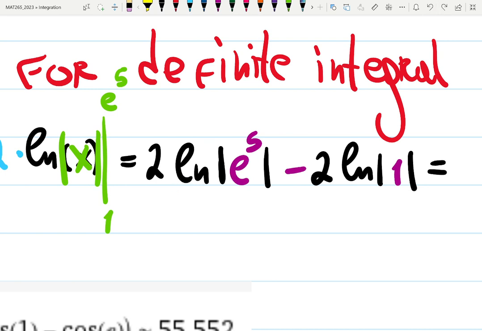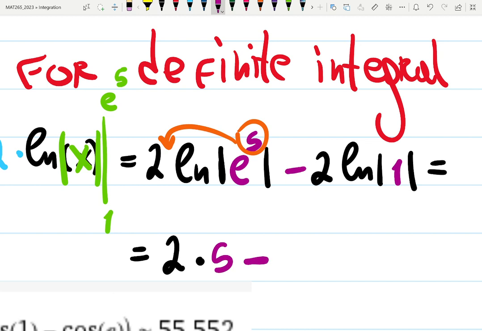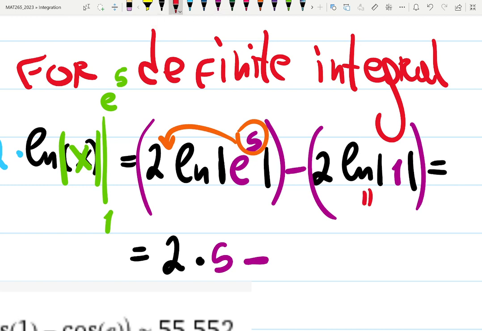Inverse functions undo each other. Or another way of seeing it, this 5 can go down based on the properties of log. Then ln e definitely gives you 1. So it becomes 2 times 5 minus, as part of the formula. You can even put huge parentheses so you don't mess up the signs in general. 2 ln 1. What is ln of 1? Do you know? 0. e to what power gives you 1? e to the 0. So that is 0. And the answer is 10.